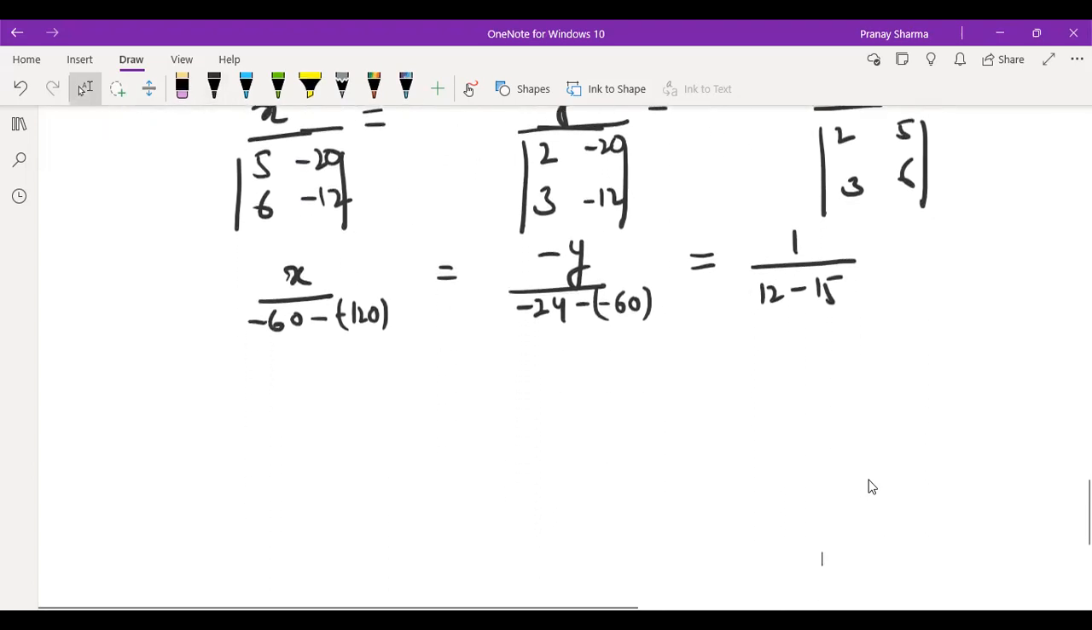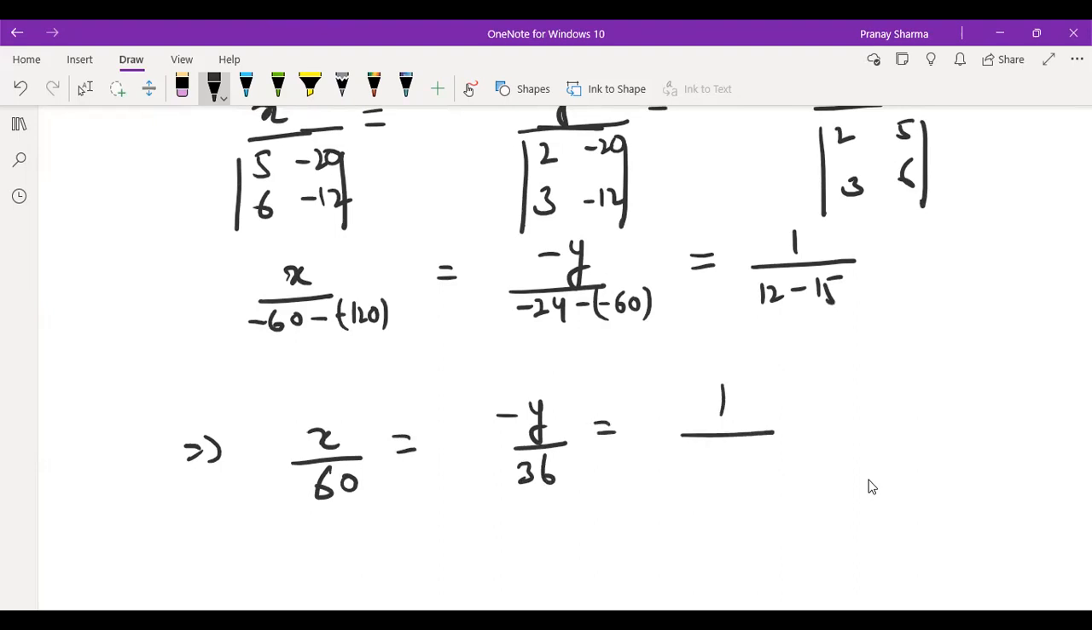Now we'll go with the calculations, right, people? So this will be x over, what is minus 60 and plus 120? Because two negatives are plus, right? And then we have a negative 60, so it will be 60. Okay, what this will be? Minus y, minus 24 and plus 60, what it will be? 36. And this will be what? Minus 3. Fine.